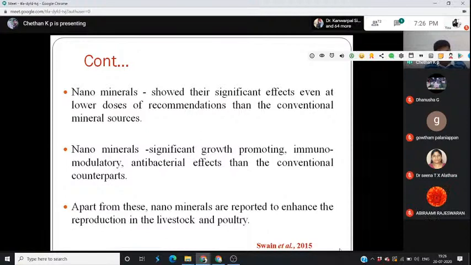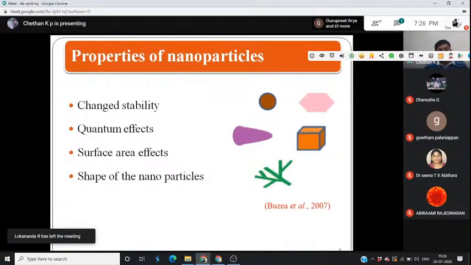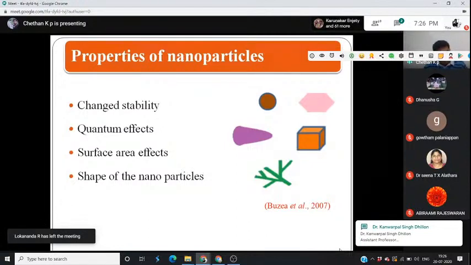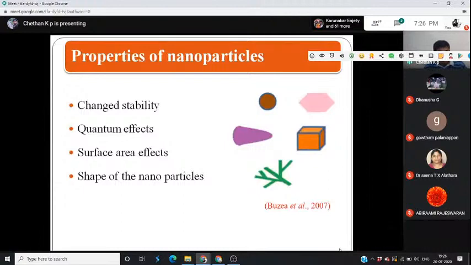Same mineral, just the size is reduced. They have a different effect. Apart from this, the nanominerals are reported to enhance the reproduction in the livestock as well as poultry. What other properties of nanoparticles give a different effect than the conventional or the bulky compound of their same origin? They have a changed stability, they have different quantum effects, which I will explain later.